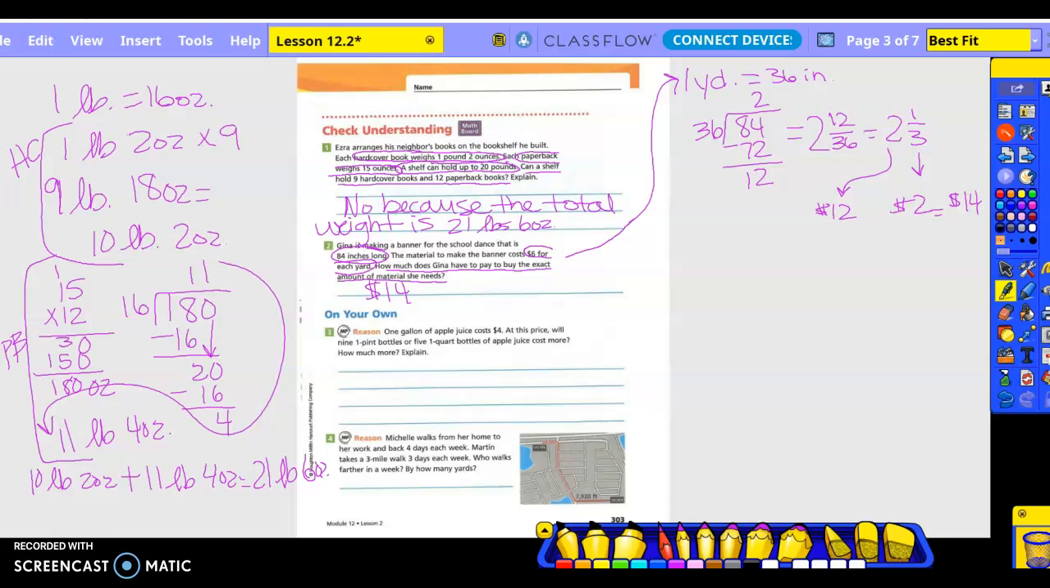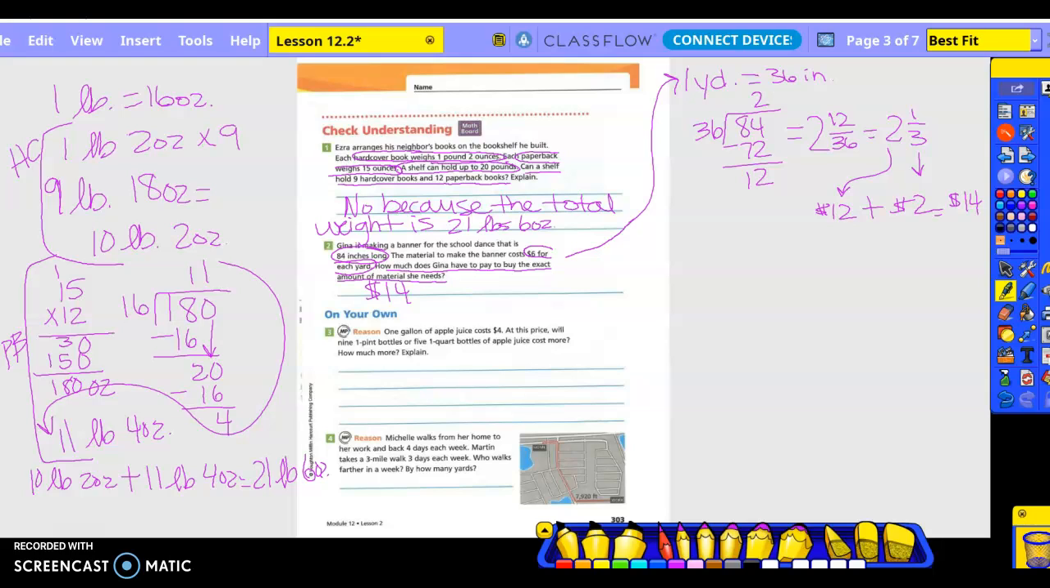So then we figured out how much each thing costs. So 2 full yards is $12 because it's $6 a yard. And then a third of a yard would be $2. So the total of $12 plus $2 is $14 for the total project. On your own, number 3, reason. 1 gallon of apple juice costs $4. At this price, will 9 1-pint bottles or 5 1-quart bottles of apple juice cost more?